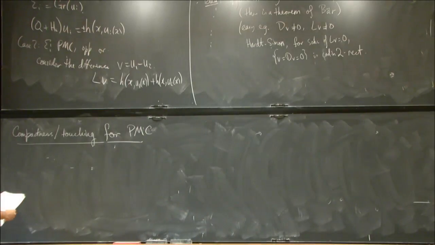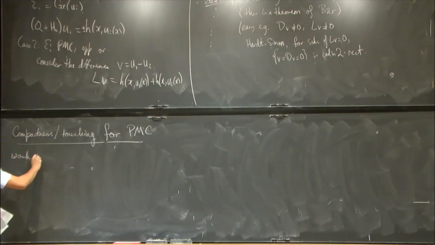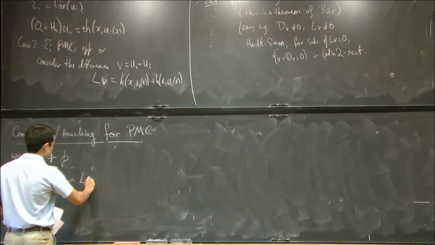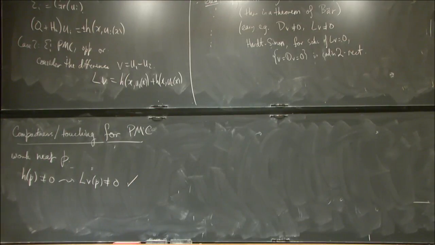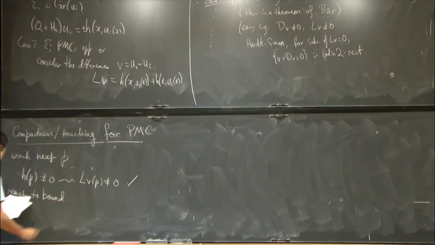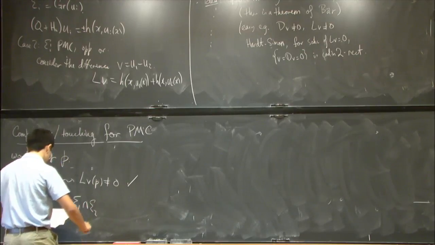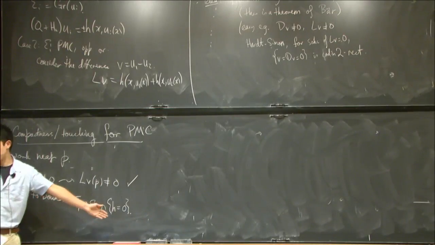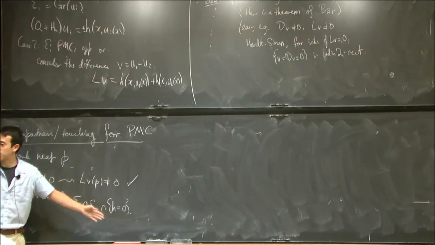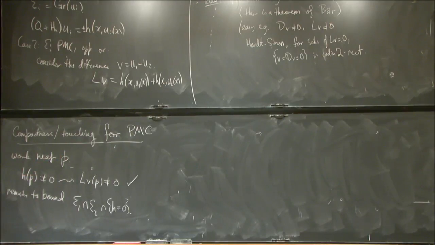Okay, so let me run through all the cases. Let's work near a point P. If H of P is non-zero, then we're back in our friendly non-degenerate case. So this is telling us that LV, if H of P is non-zero, and so we're done. In this case, the Hessian of the difference is non-degenerate, so the touching set is n minus 1 rectifiable. Okay, so then it remains to bound the set sigma 1 intersect sigma 2 intersect the zero set of H. And again, at this point, we're totally done if we assume that the zero set of H is small. In particular, if this is n minus 1 rectifiable, then we just give up and we're done.